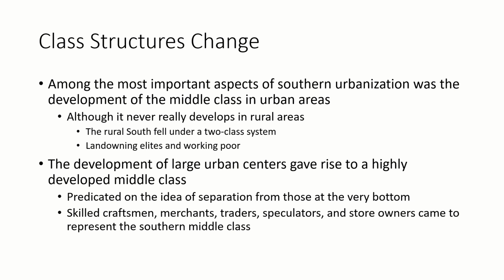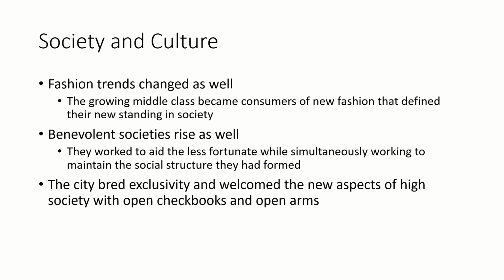Predicated on the idea of separation from those above and below them, middle-class men and women in the South thrived in the active, feverish rush of port city life. Skilled craftsmen, merchants, traders, speculators, and store owners made up most of the Southern middle class. Fashion trends no longer required an honest function, such as a broad-brimmed hat to protect one from the sun, knee-high boots for horse riding, and linen shirts and trousers to fight the heat of the unrelenting sun. Silk, cotton, bright colors came into vogue, especially in the coastal cities like New Orleans and Charleston. Cravats, golden brooches, diamonds, and the best stylings of Europe became the standard of the urban middle class in the South.